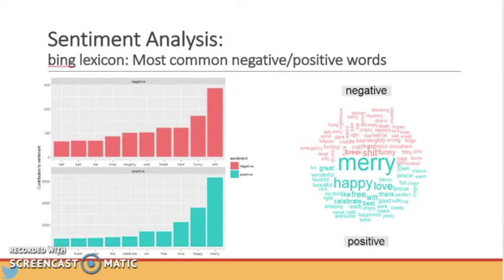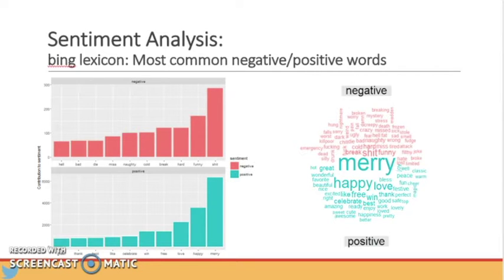These slides show you how we use the Bing lexicon to compare negative and positive words. The bar chart on the left side shows you the top 10 words in both the negative and positive categories, and the y-axis scales are different for negative and positive, which shows you clearly that the positive words are much more frequent than negative words.